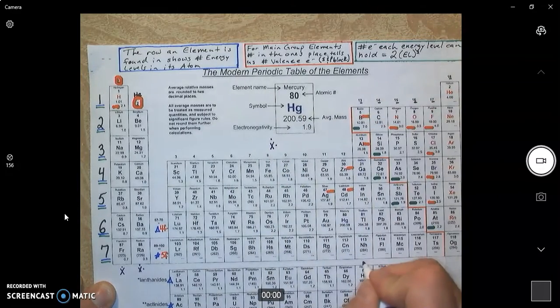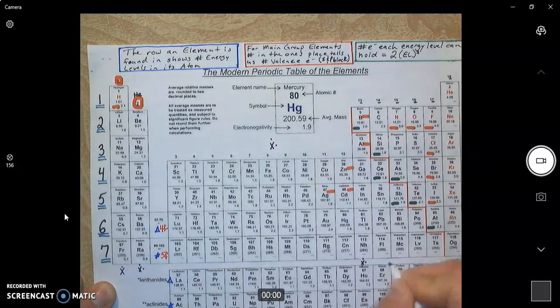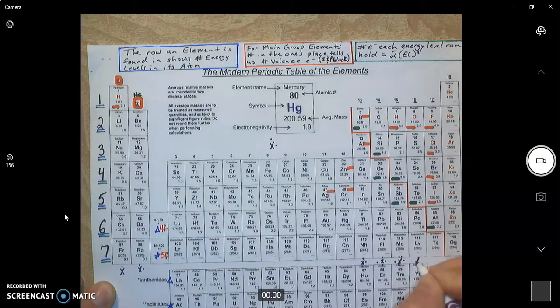Everything in group 13 would have 3 dots. Everything in group 14 would have 4 dots. Everything in group 15 would have 5 dots. 16 would have 6 dots. 17 would have 7 dots. And 18 would have 4 pairs or 8 dots around it.